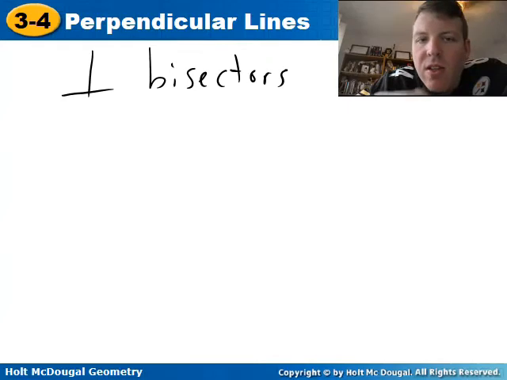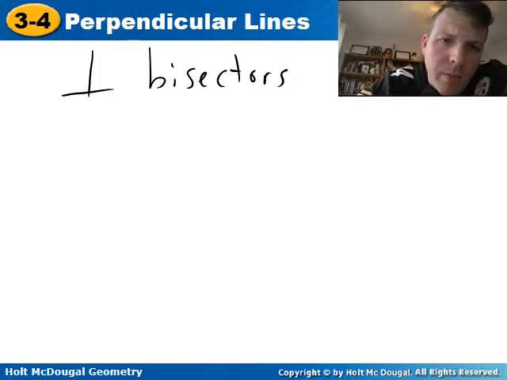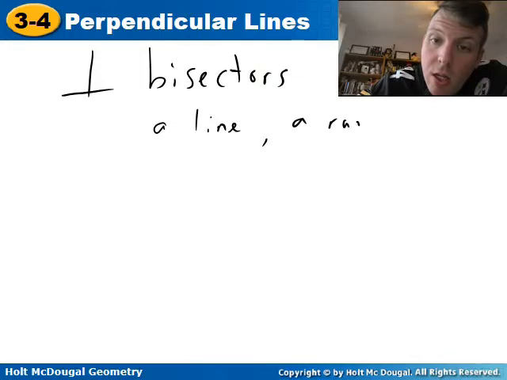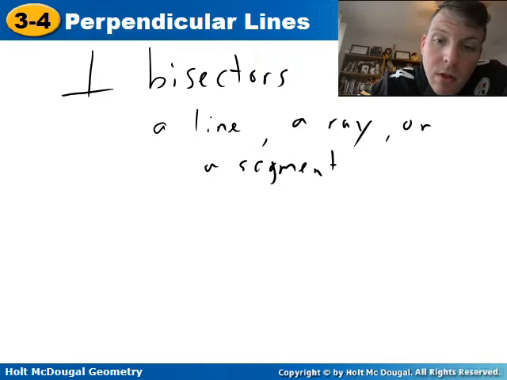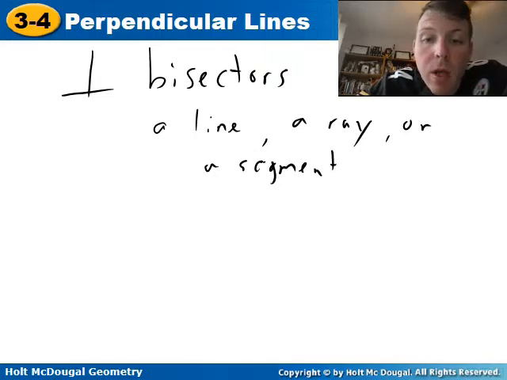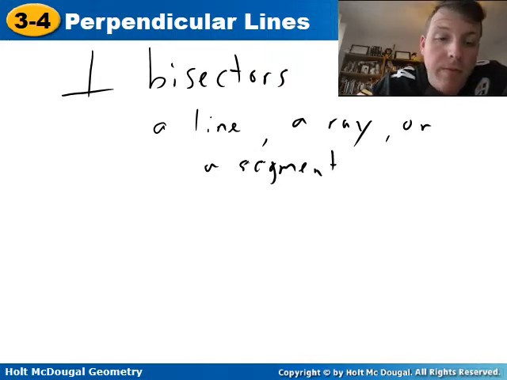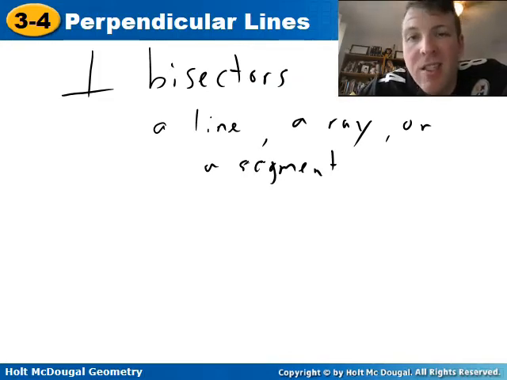Perpendicular bisectors are exactly what they say. They're perpendicular and they bisect, meaning they cut things into two equal parts, and they have to be perpendicular, which means they need to form 90-degree angles. So perpendicular bisectors are usually either a line, a ray, or a segment bisecting another segment. It has to bisect another segment because you can't bisect a line because it's infinite.